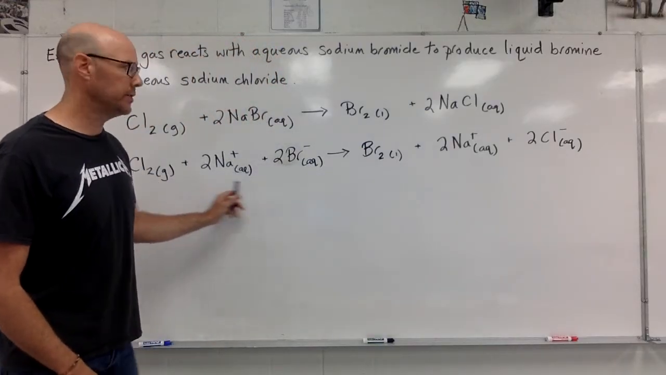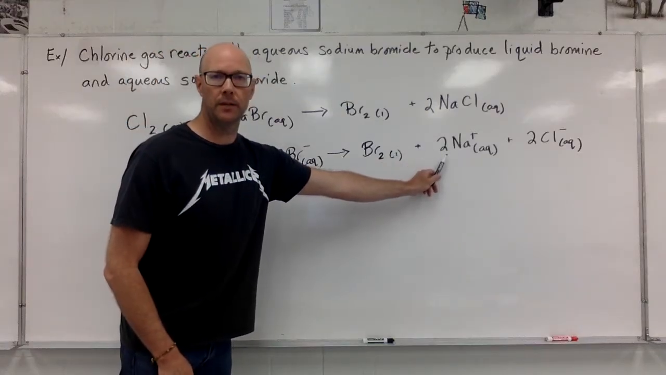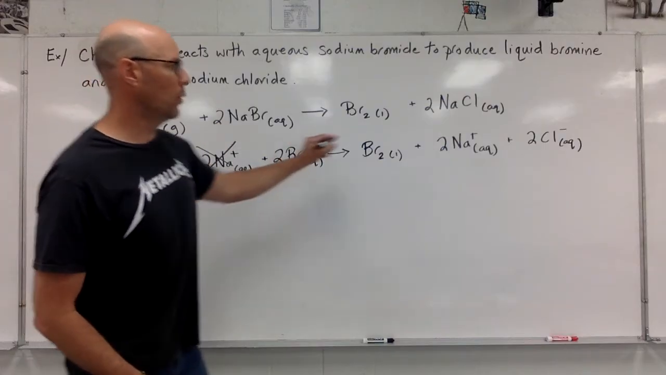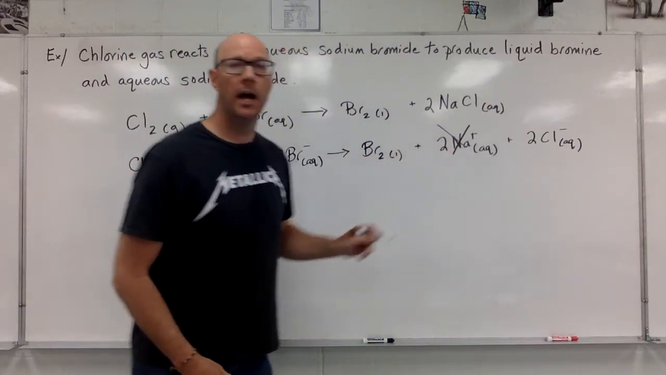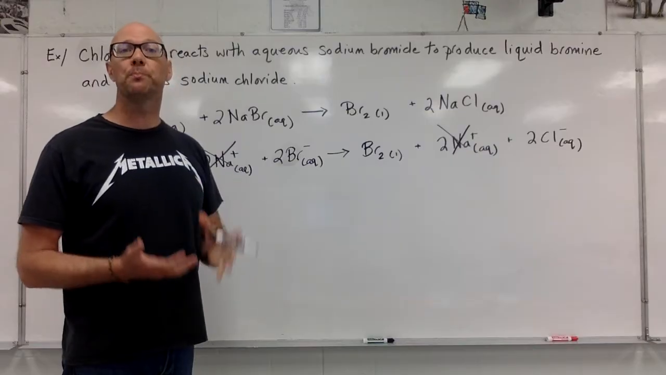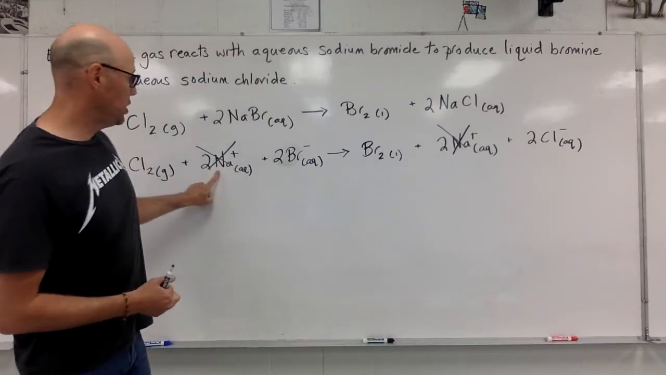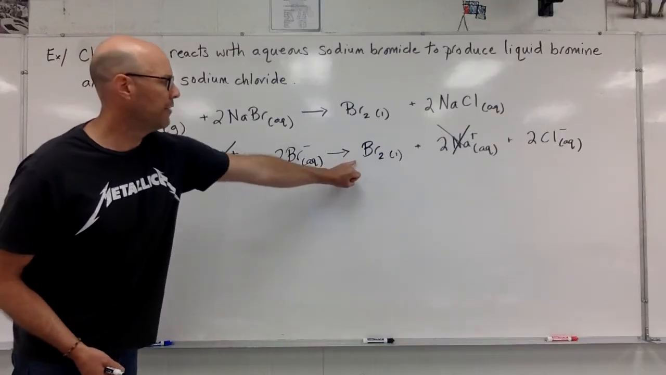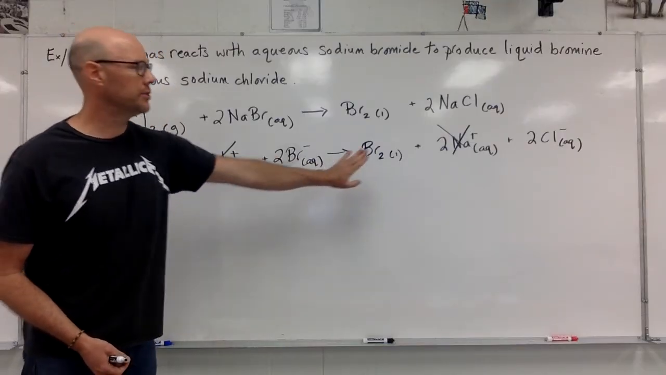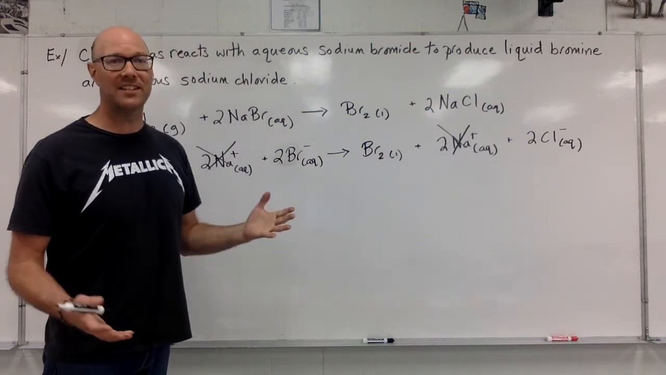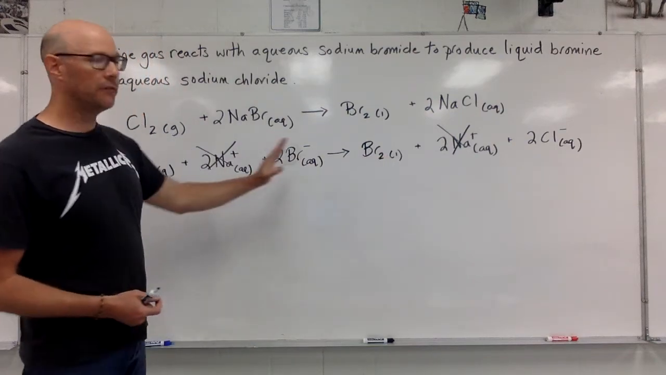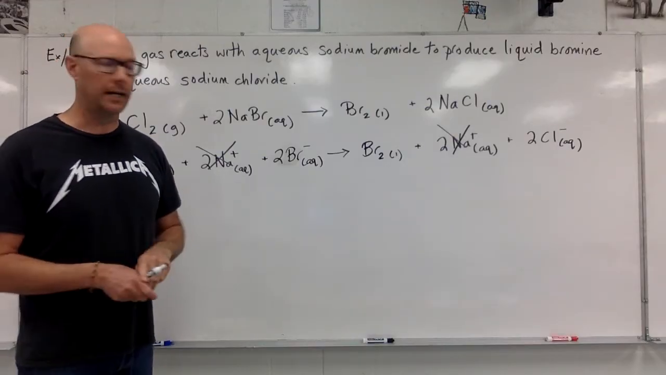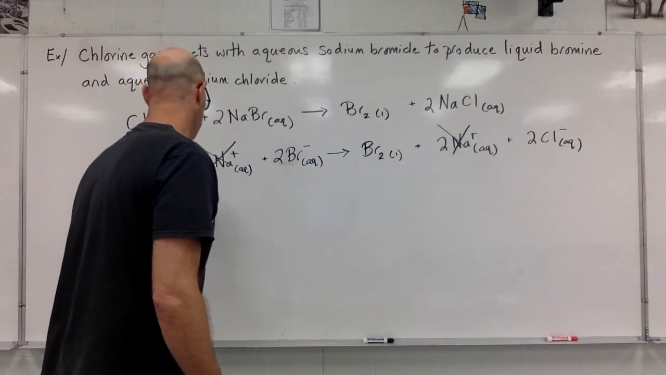2Na plus aqueous, 2Na plus aqueous. That's exactly the same. That is going to cancel out. Our sodium ions here are spectator ions. They did not change during the course of the reaction. I have 2Br minus aqueous and Br2 liquid. That's not the same. So I've canceled off the only thing that I could, and my final step is to rewrite what's left behind.